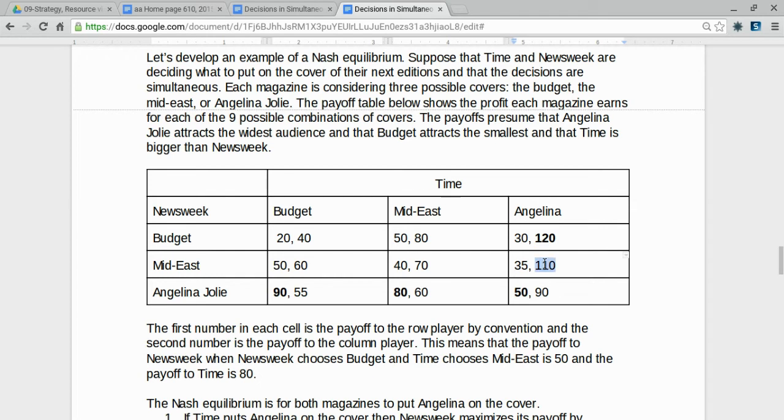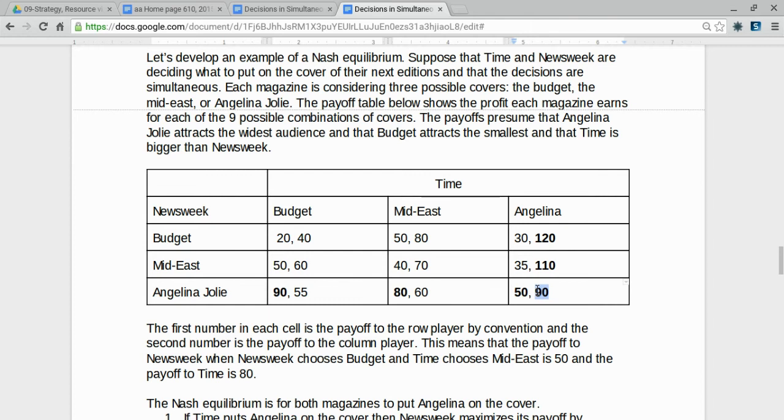The highest payoff for Time in the Mideast row is 110. 110 is higher than 70, it's higher than 60. So if Newsweek chooses Mideast, Time would like to choose Mideast. And finally, what happens if Newsweek chooses Angelina? 90 is the highest payoff in the Angelina Jolie row. So if Newsweek chooses Angelina Jolie, Time would like to choose Angelina.